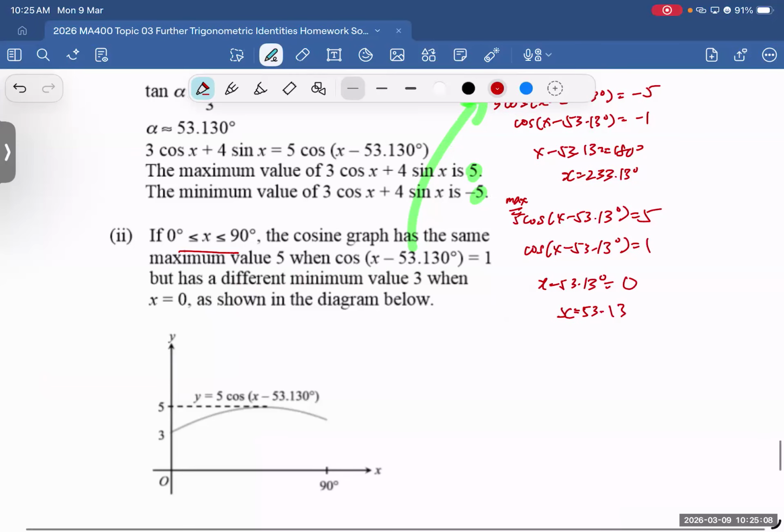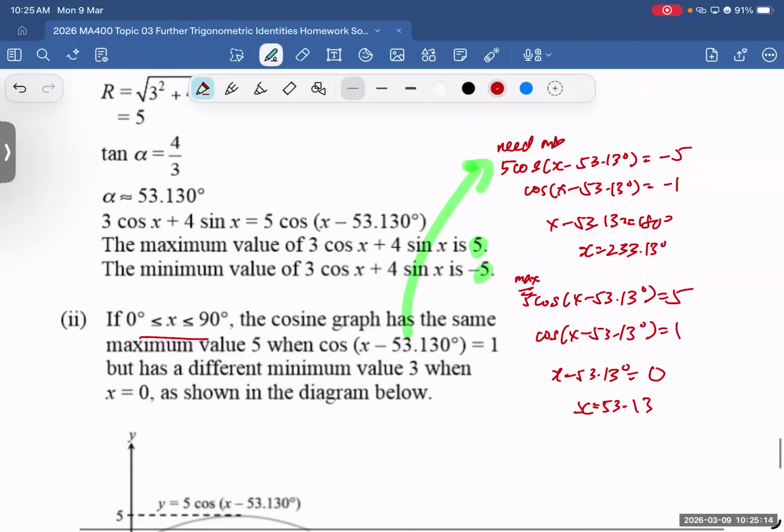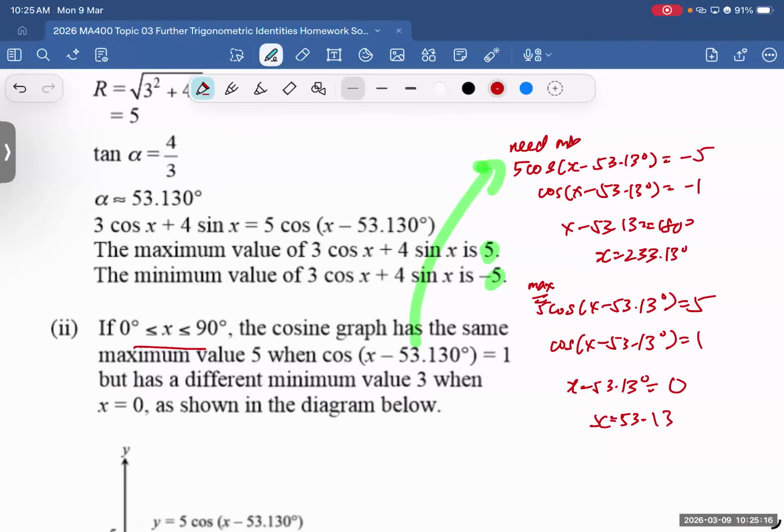Do you need me to explain again? If you look at the question, the idea is that the maximum stays the same. Because the maximum is able to be secured in this range, but the minimum cannot. For x to hit the minimum, it must be 233.13, but it's not in this range. That is why we are not able to hit the minimum, but we can hit the maximum.